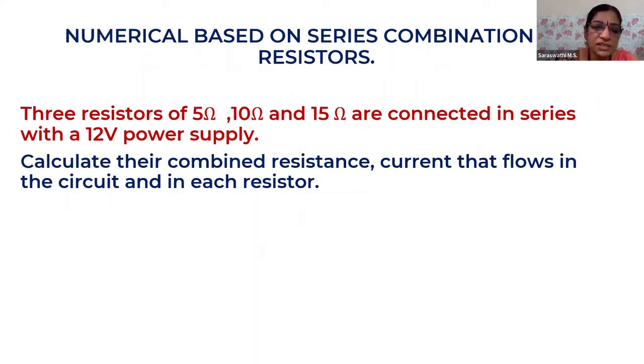Can you do this? Three resistors of 5 ohms, 10 ohms, and 15 ohms are connected in series with a 12-volt power supply. Calculate their combined resistance, and the current that flows in the circuit and in each resistor. Can you do this?